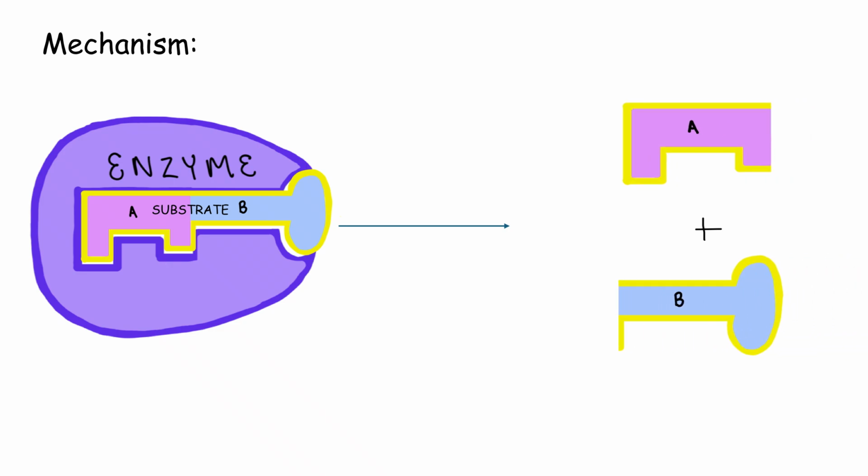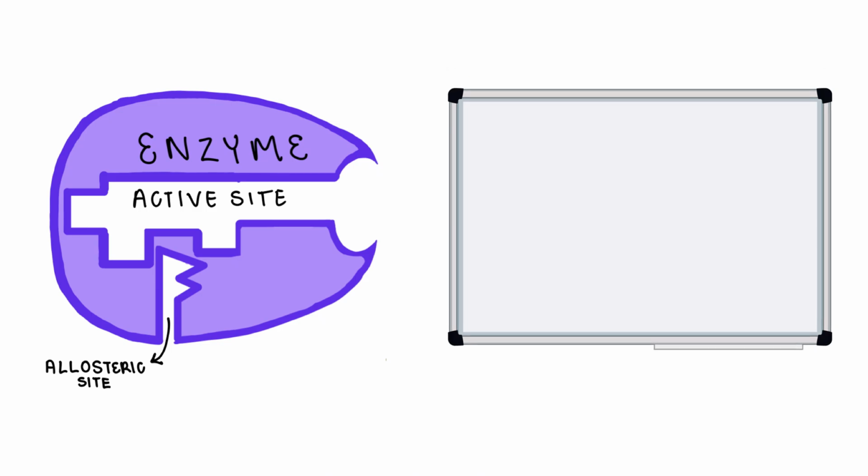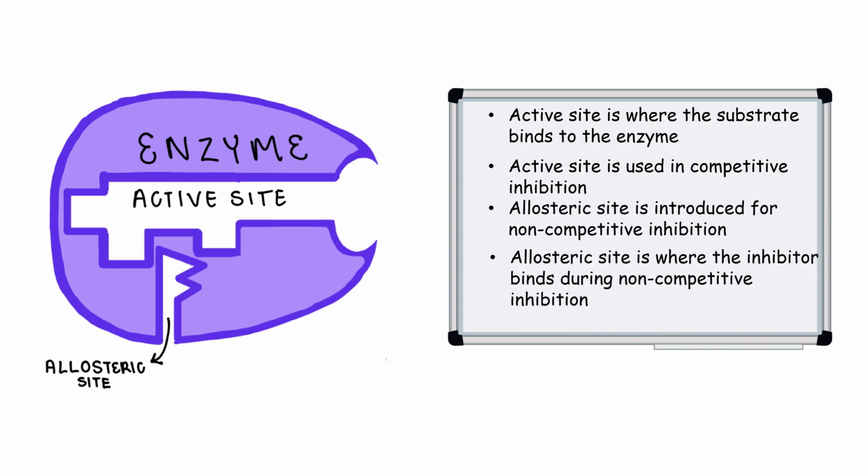We also want to understand the different sites of an enzyme that both substrates or inhibitors can bind to. An active site is where the substrate binds to the enzyme. It is used specifically in competitive inhibition. An allosteric site, on the other hand, is introduced for non-competitive inhibition and is where the inhibitor binds during non-competitive inhibition.